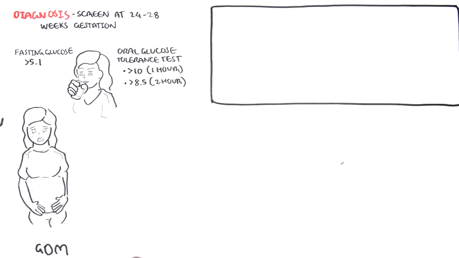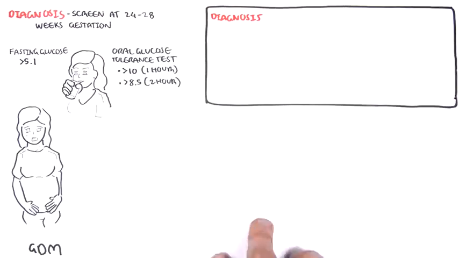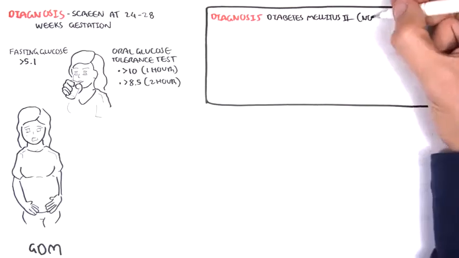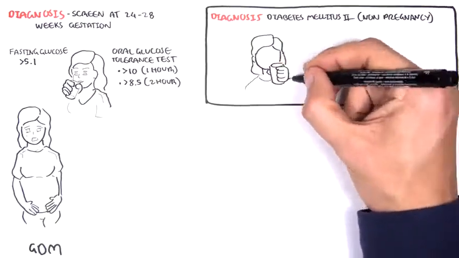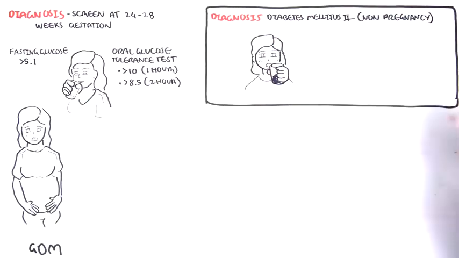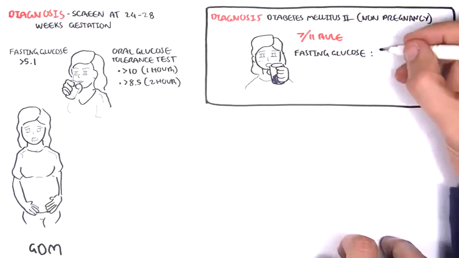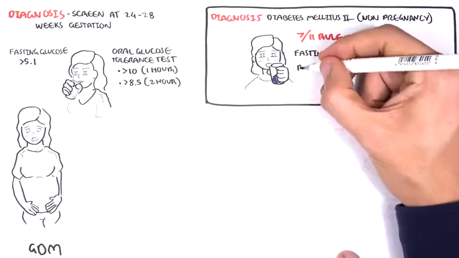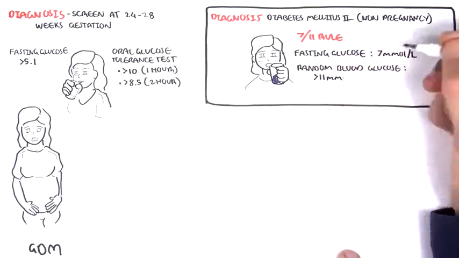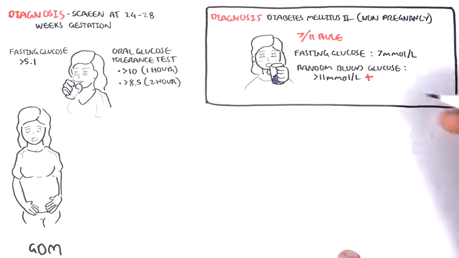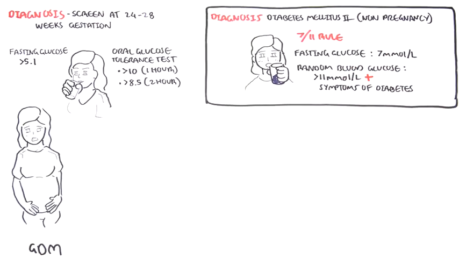On a side note, diagnosing diabetes is different. What I mean is diagnosing diabetes type 2 in non-pregnant women. You can think of diagnosing diabetes type 2 as the 7-11 rule. 7-11 rule meaning a fasting glucose greater than 7 millimoles per liter or a random blood glucose greater than 11 millimoles per liter with symptoms of diabetes can help with the diagnosis of diabetes type 2.